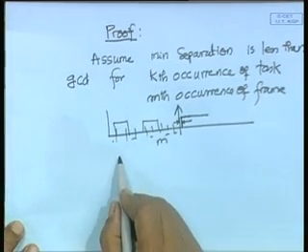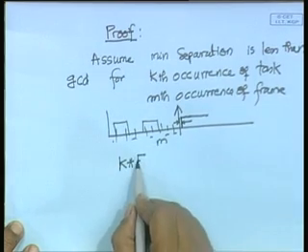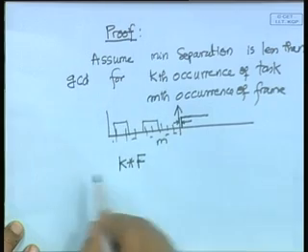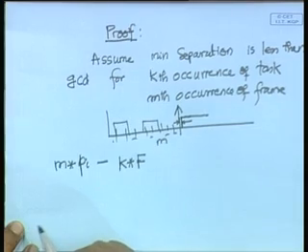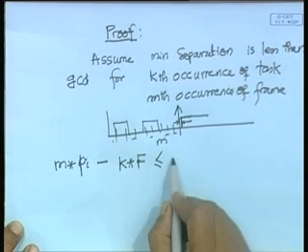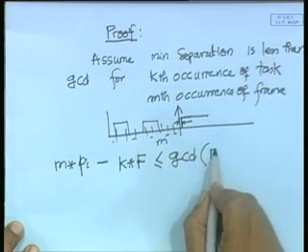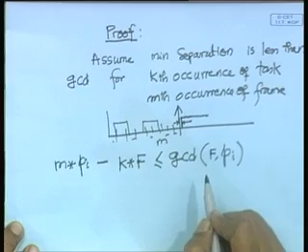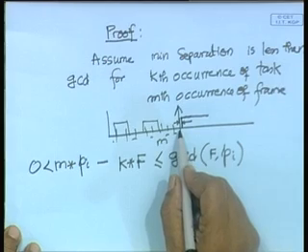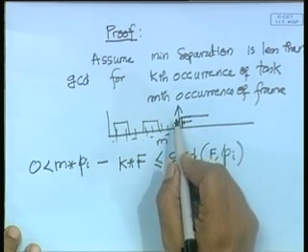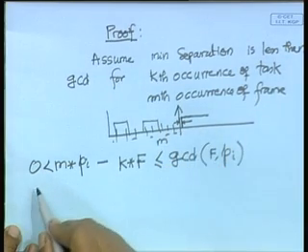So, in that case we will have m into pi minus k into f is less than or equal to GCD. Right, and this has to be greater than 0, because if it is 0 then they are actually coinciding. I mean, it is the earlier frame. If it is less than 0, then it is in the earlier frame, right.